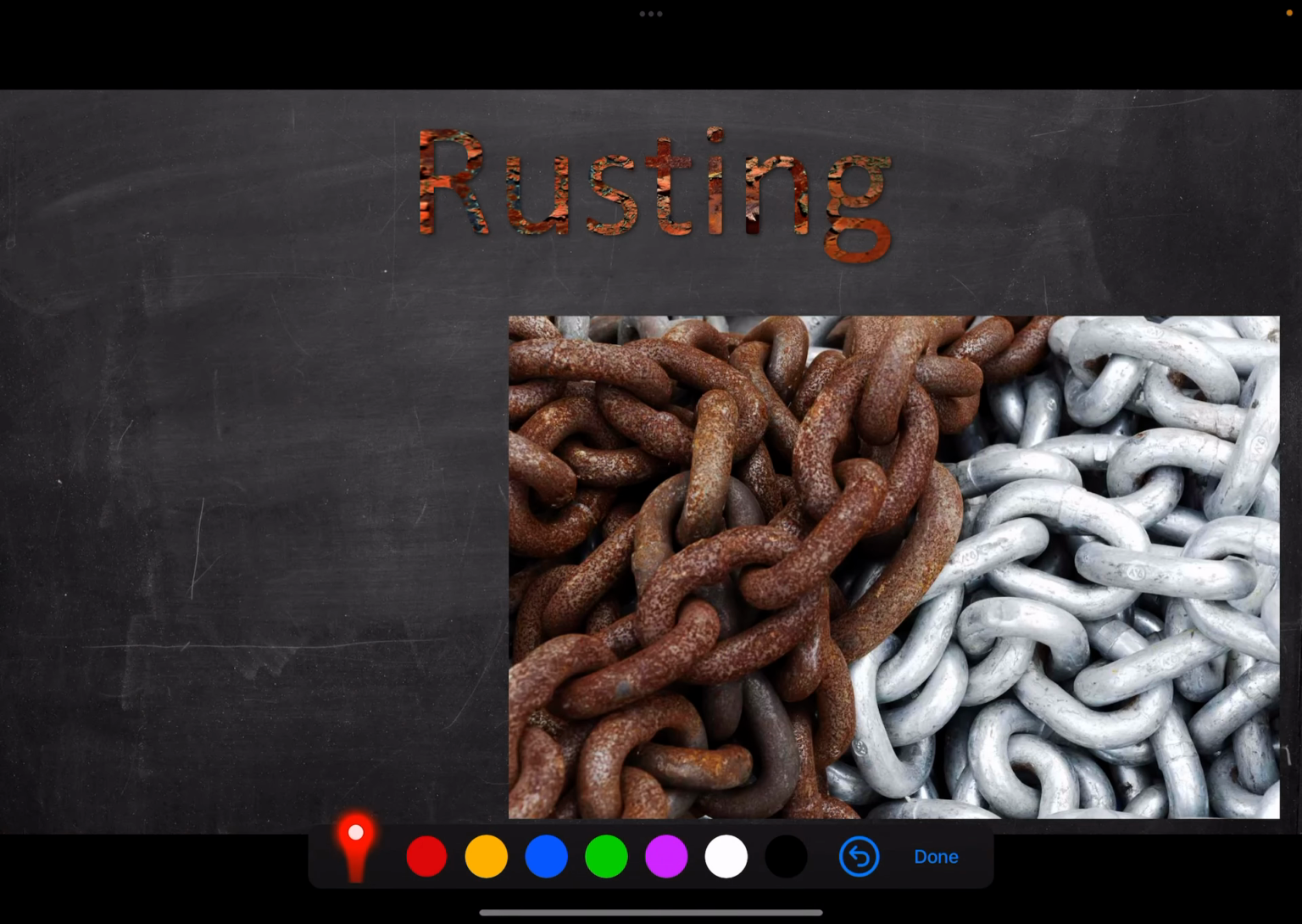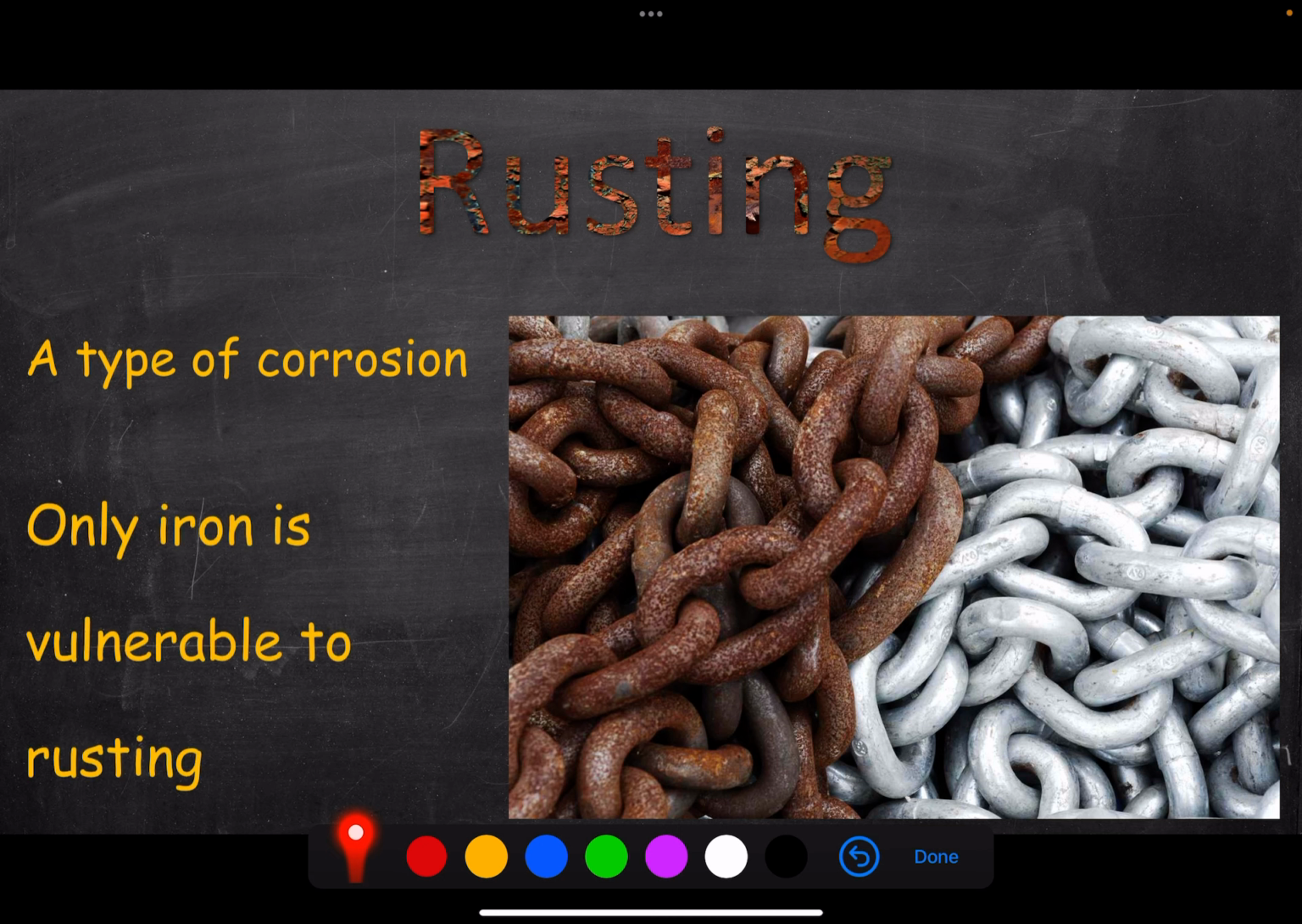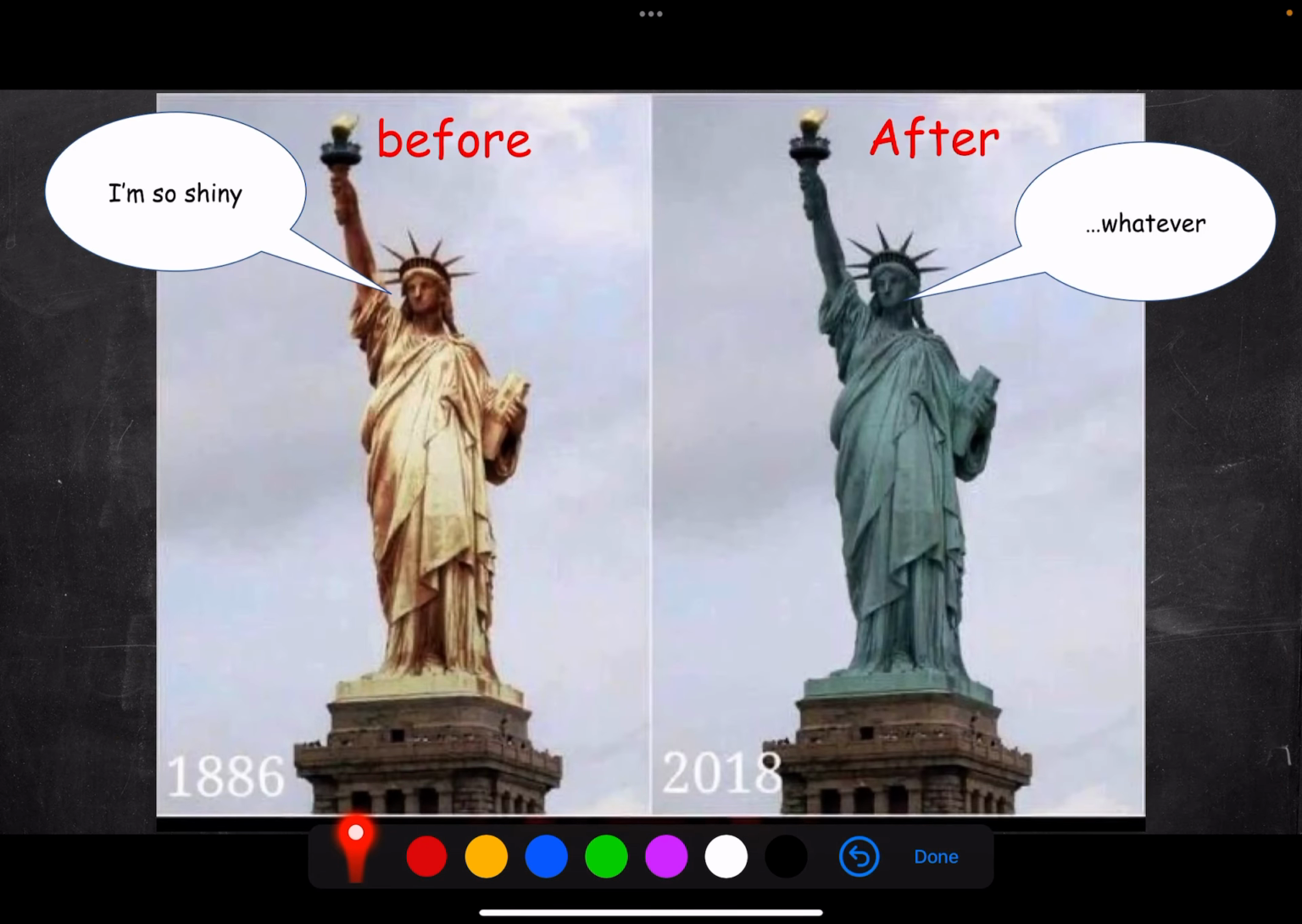The type of corrosion you are probably most familiar with is rusting. Rusting is only one type of corrosion, and it's a type of corrosion that happens only to iron. So the only metal that can rust is iron and no other metal. But now you're thinking to yourself, but what about a metal like copper?